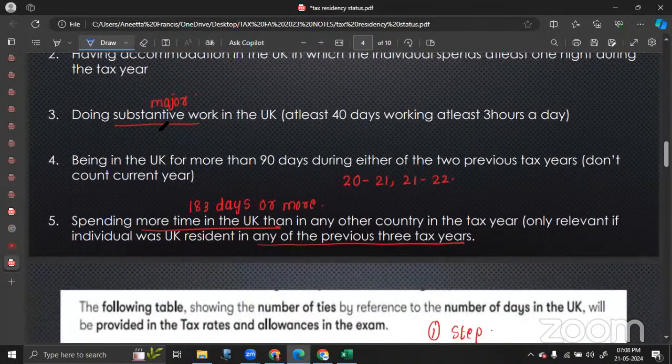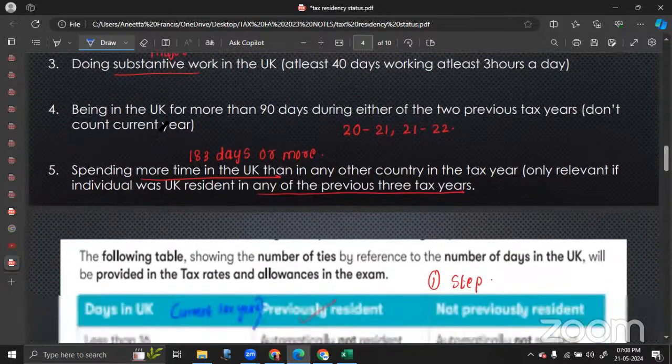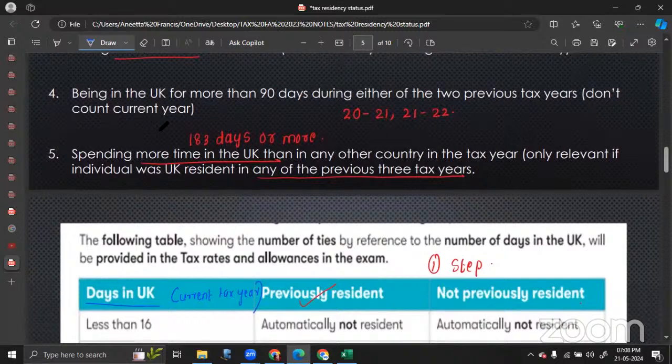Being in the UK for more than 90 days during either of the 2 previous tax years. So either in the previous 2 tax years you have spent less than 90 days, or in any one of the tax years you have spent less than 90 days. Spending more time in the UK, which is basically half or more of the tax year. Spending more time in UK than any other country. Also, you should also be previously resident in UK as well. So you have to check whether you meet any of the following ties.